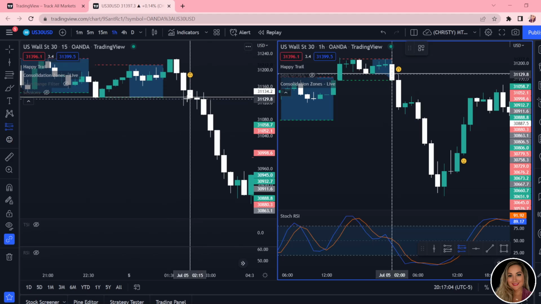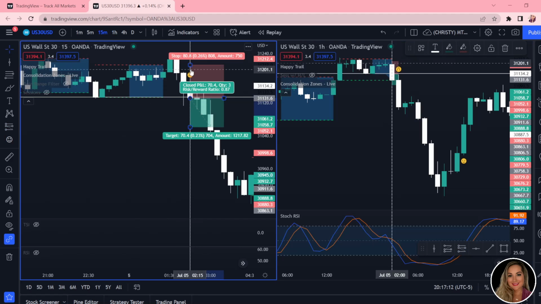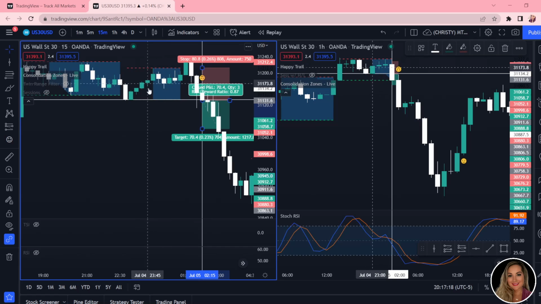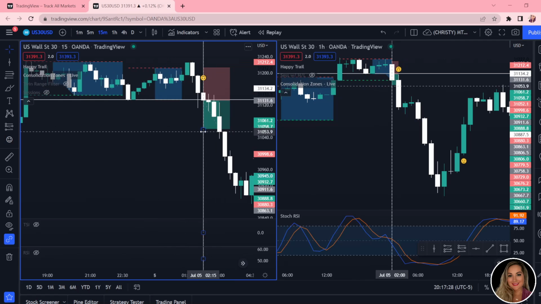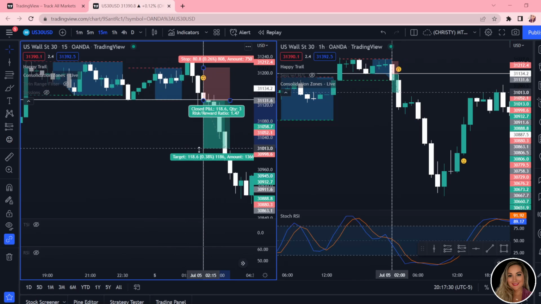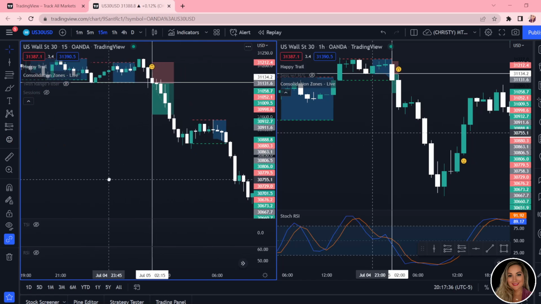You would mark it up at close of candle. For this example, since we are selling, we're going to put our stop loss at the top of the previous consolidation zone. So this zone here, put it at the top of that consolidation zone. Then you're going to target 1.5 for your reward. And as you can see, that's a winner that you do get.